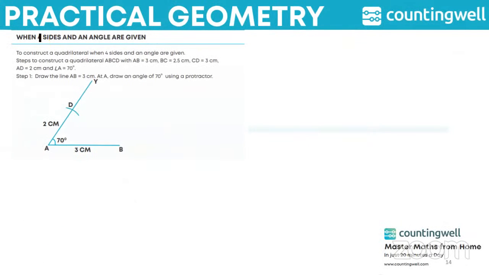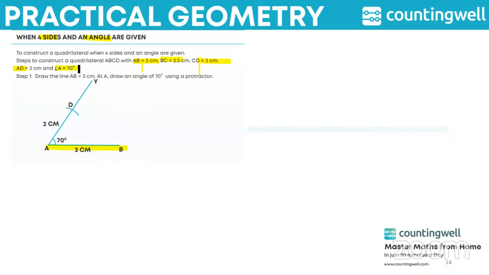Let us see our next construction. When four sides and an angle are given, so here four sides AB, BC, CD and AD. All the four sides are given and one angle is given. We will start with any of the sides AB or CD because both are 3 centimeter. So we'll start with AB.